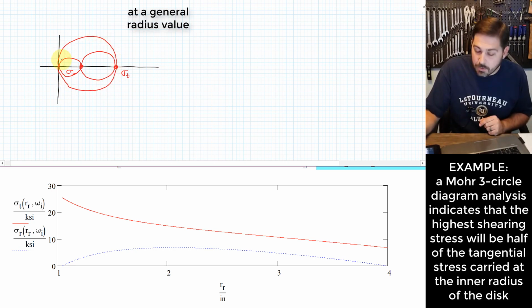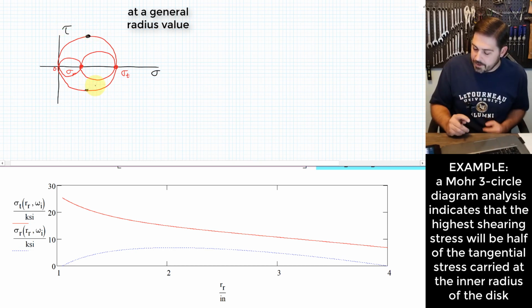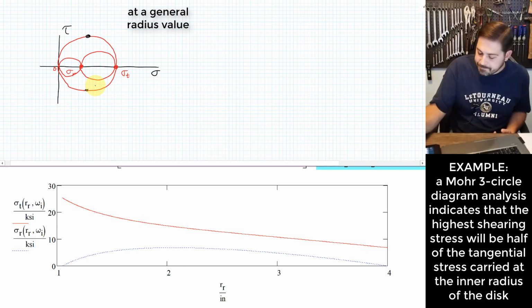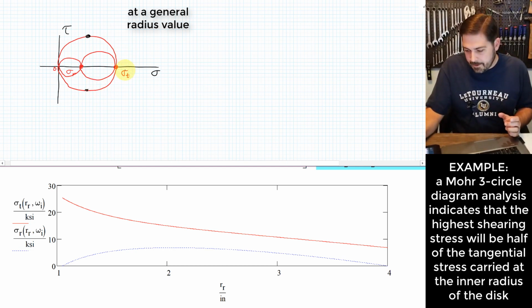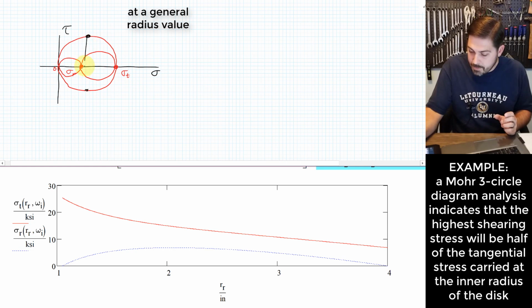Which means that the outer circle again is going to control, this is 0 over here, that outer circle is going to control what the maximum shear stress is going to be. Right? This is normal stress, this is shear stress. Maximum shear stress occurs because of that outer circle. And so the only thing I need to know here is what my tangential component of stress is to figure out what those maximum stress values are going to be.